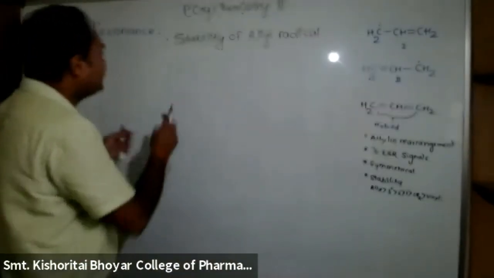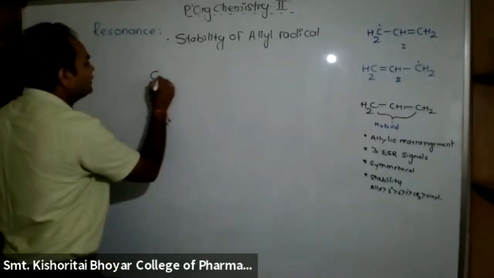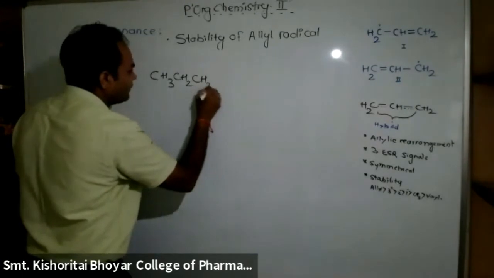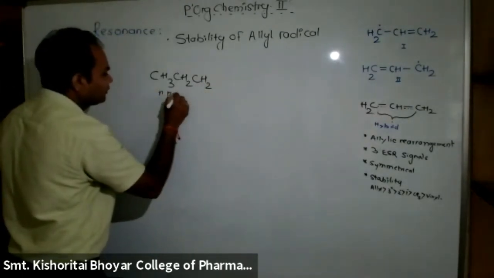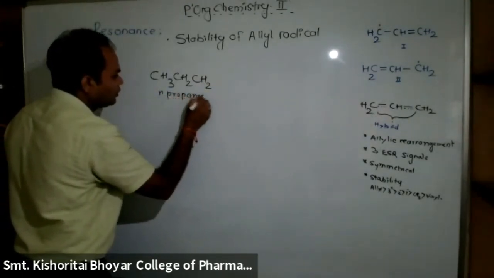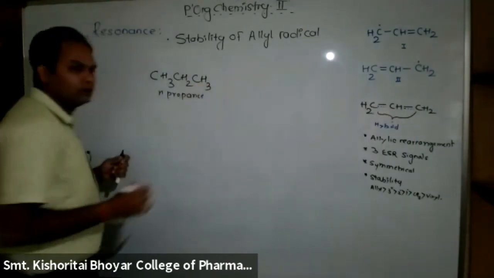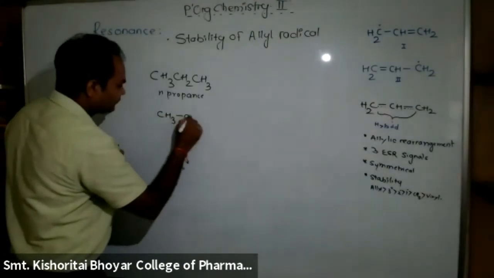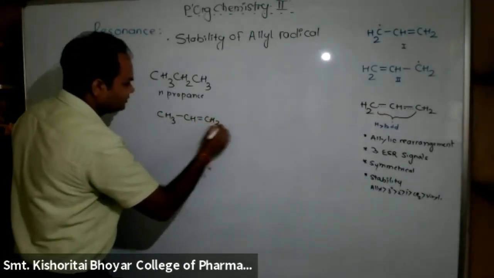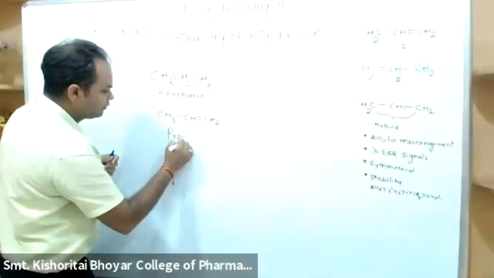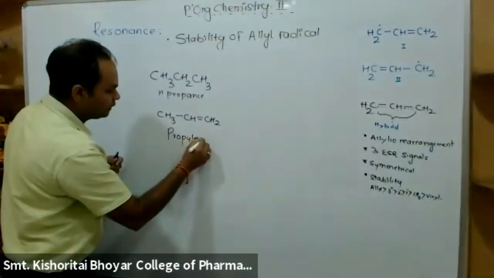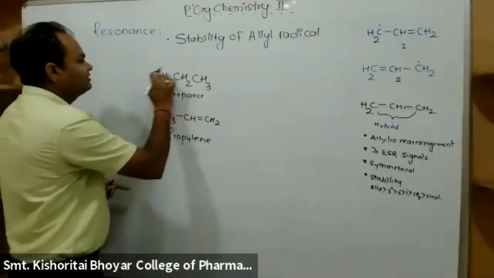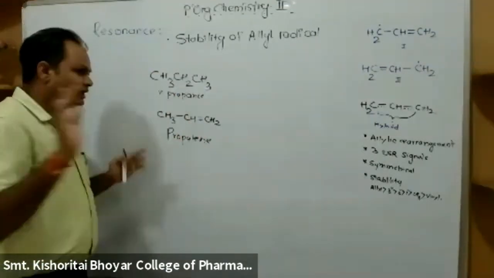Now see the stability in detail. Here I am writing this is n-propane, and this is propylene. N-propane and propylene: propane contains 3 carbons, and propylene contains 3 carbons.